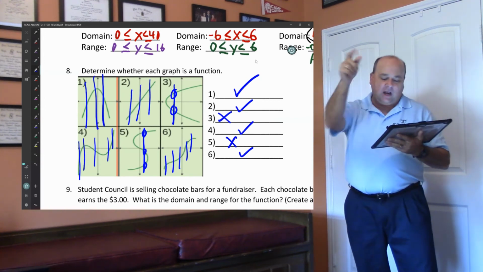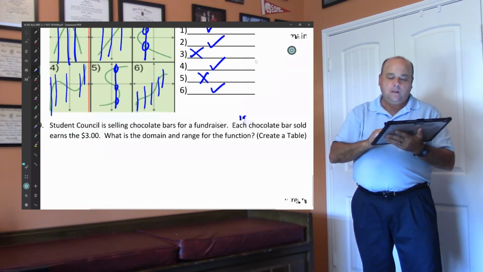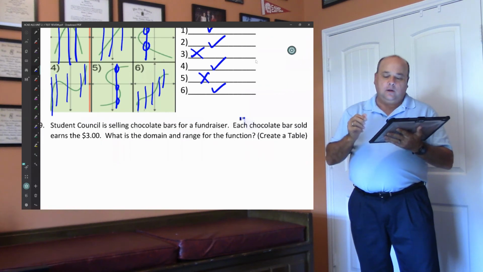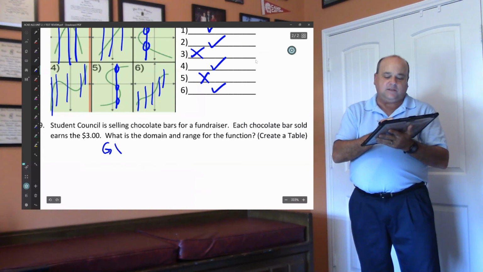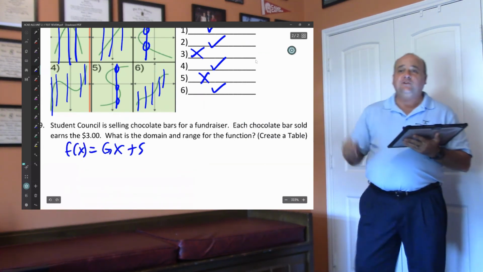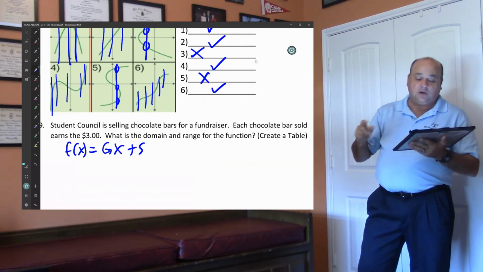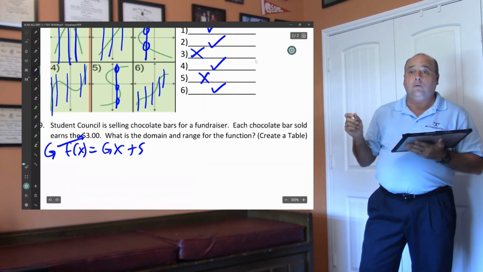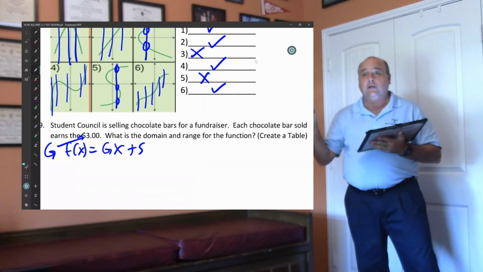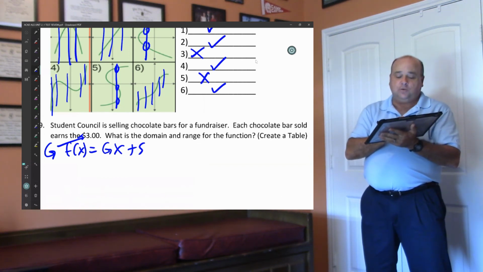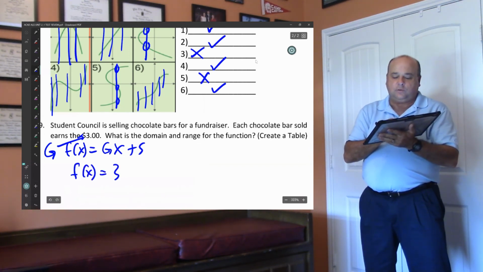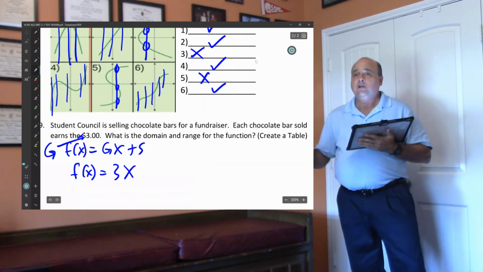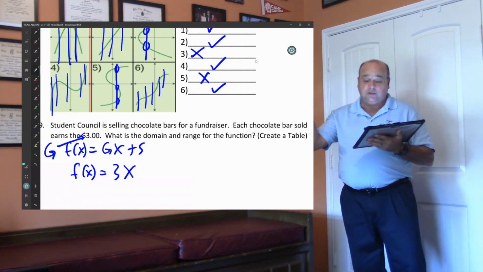And the last one, let's do number 9. Okay, on number 9, let's do the growing, just write down gx plus s and put f of x. On this problem, do we have a starting number? If you read through it, we're selling candy bars, and each one earns $3. That $3 is going to be my growing number. This does not have a starting number, does it? So my function rule will be f of x equals 3x. There's no starting amount, is there? So at 0 candy bars, we got $0, don't we?